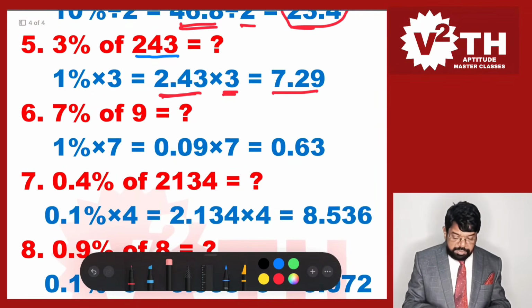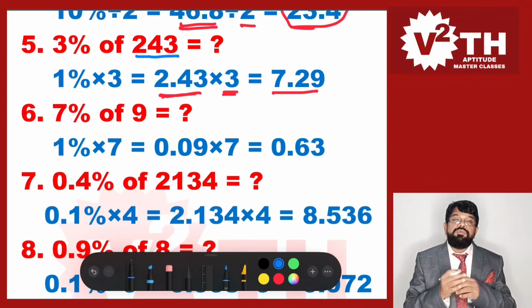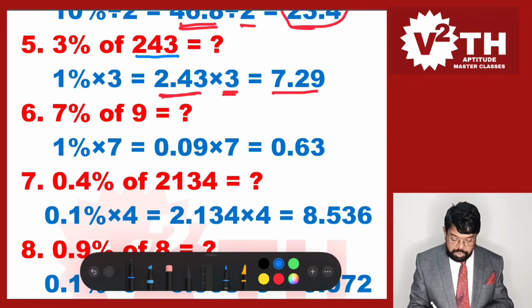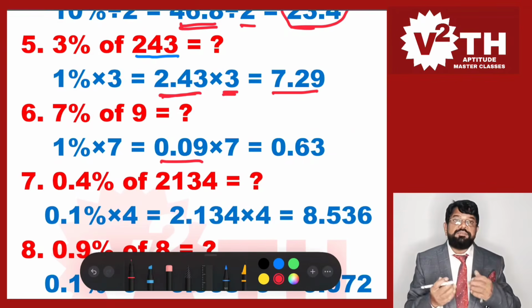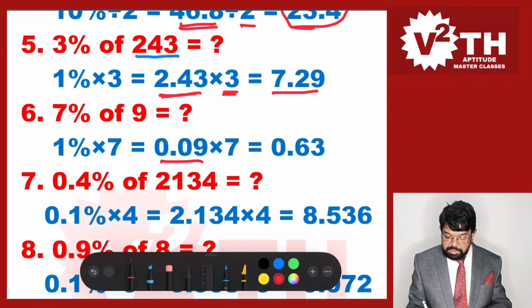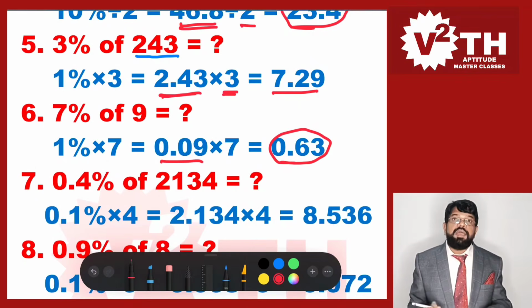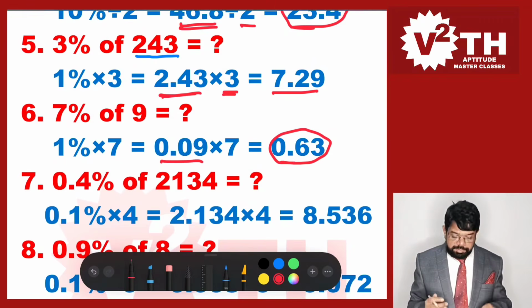Similarly, now 7% of 9. How can you calculate 7% of 9? Calculate the 1% value. What is the 1% value in 9? 0.09. That can be multiplied by 7, and you can get the 7% value. 1% is 0.09 into 7. 7 9s are 63, so 0.63. That is the 7% of 9.